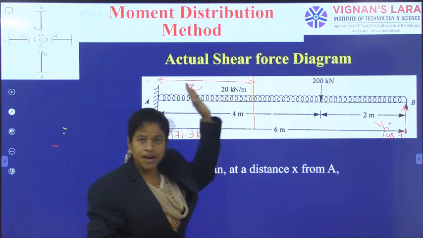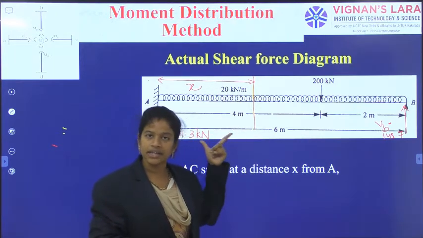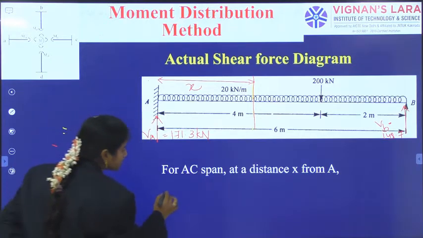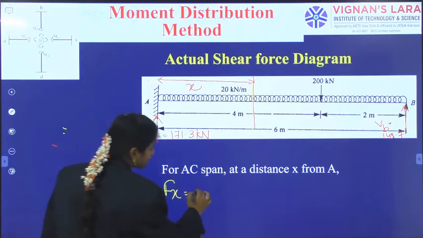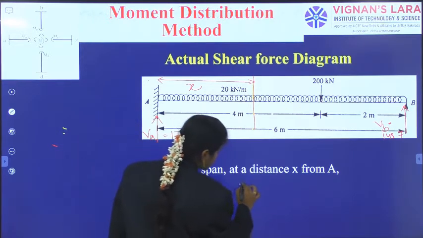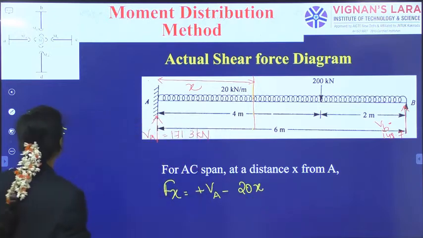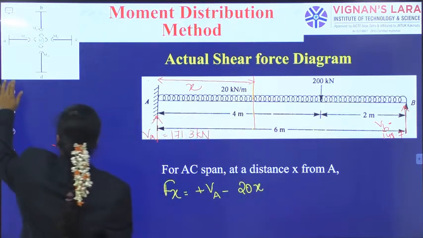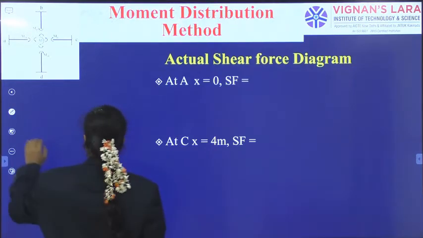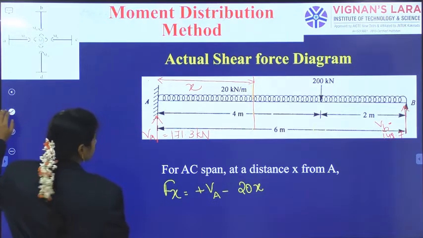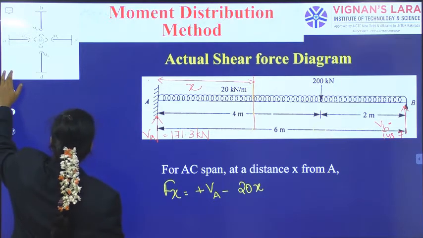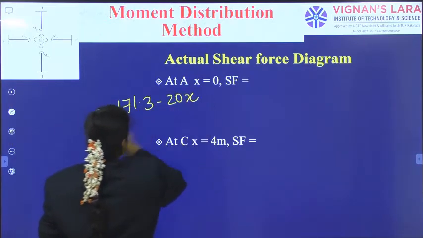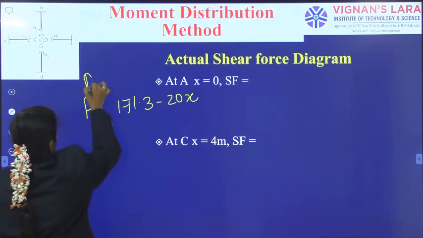Anyway, from one span you can generate the shear force diagram for the given loading, as you already know the support reactions and the external loads. Okay, so on the left side, Fx is equal to left side upward Va minus 20 into x. Now at point A and at point C, this is my C corner. At point A, which is x is equal to 0, we have got 171.3 minus 20x, that is Fx for the AC span.